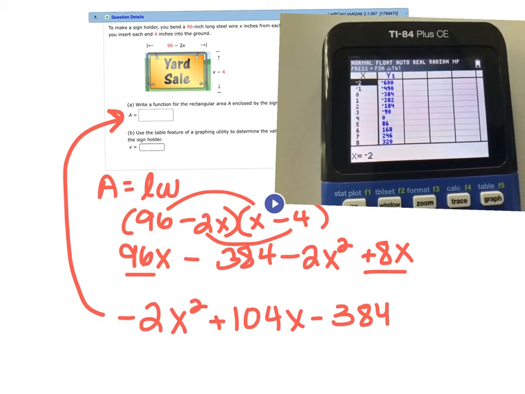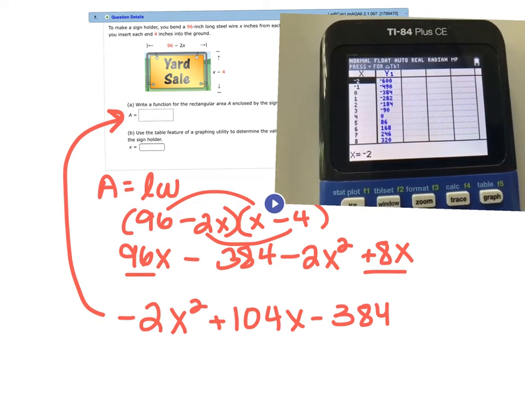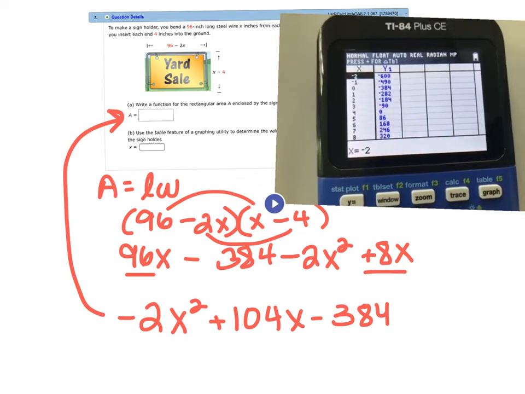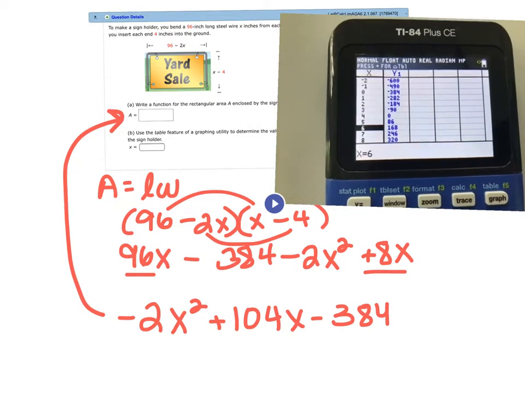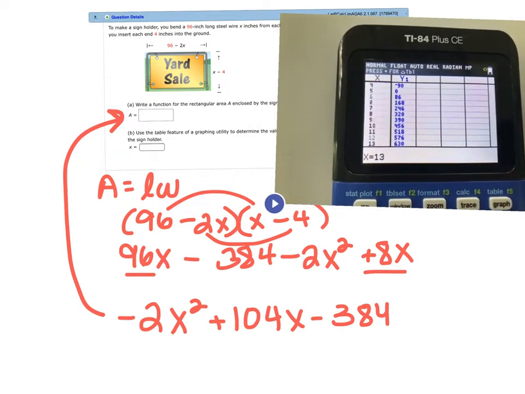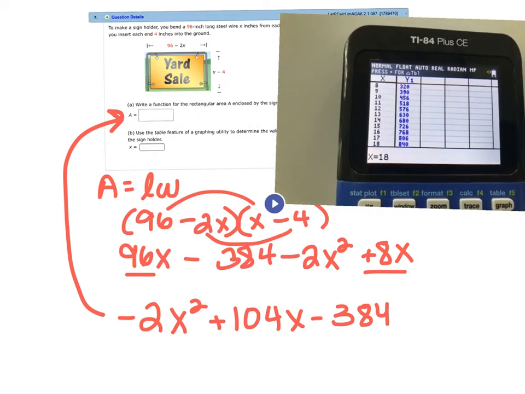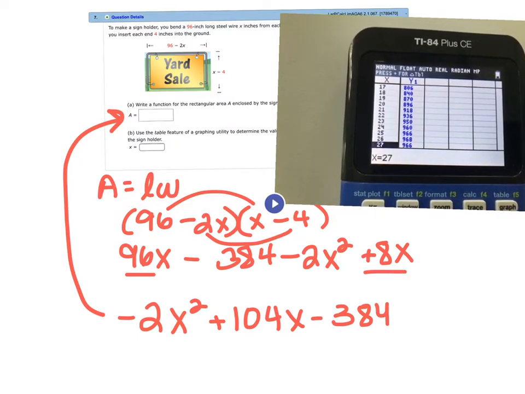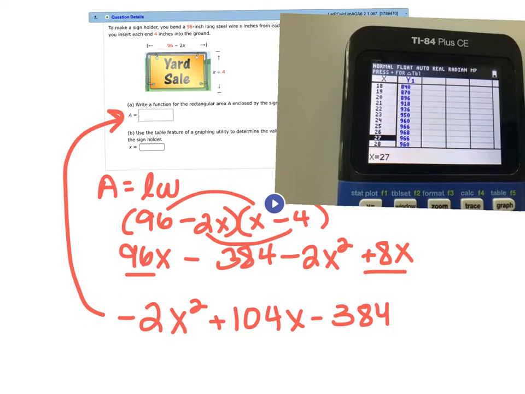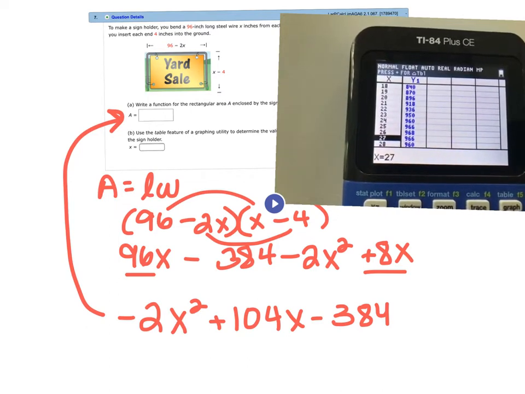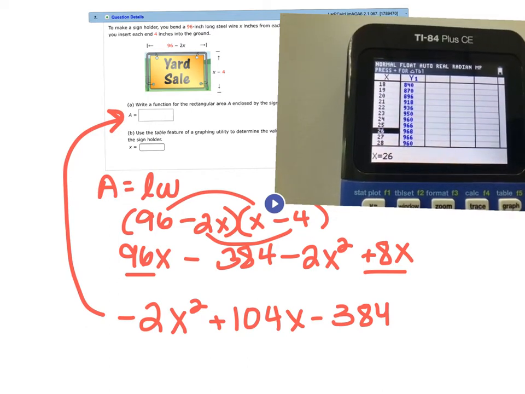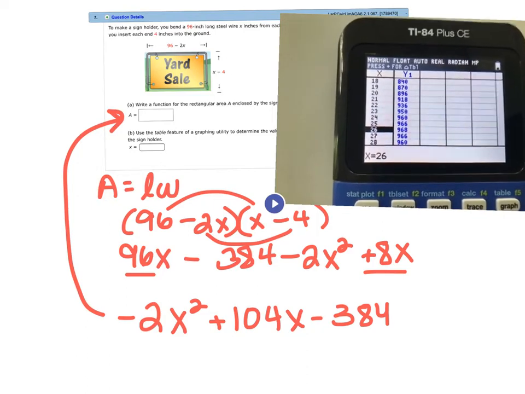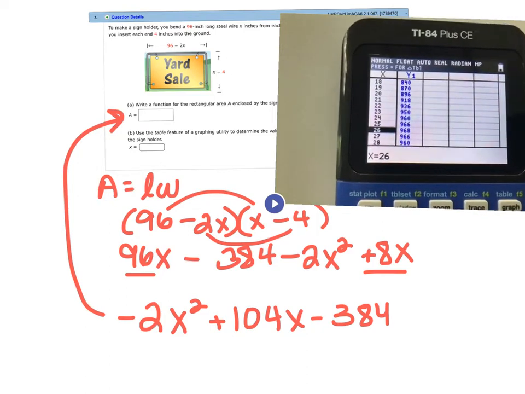How do I know it's the maximum value? It's the highest y. So if I just keep arrowing down, pay attention to your y's. It's going up, going up, going up. And then all of a sudden it starts to come back down again. Does everybody see that? So I'm looking for my maximum point, which is 968. That's the maximum y.